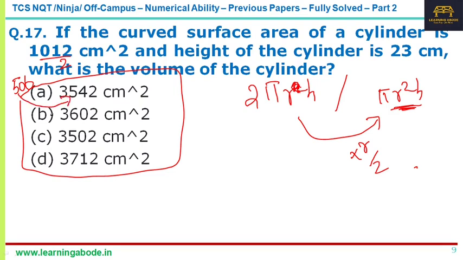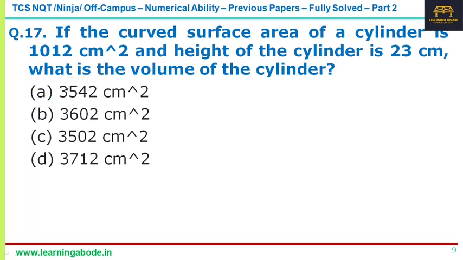Option A is a multiple of 506, because 506 into 7 is 3542, right? So that should be the answer. This again, without any good confirmation, I'm just doing this, but this will actually work. But these things you can do if you are good with numbers. Otherwise, let's look at how to solve it conventionally.